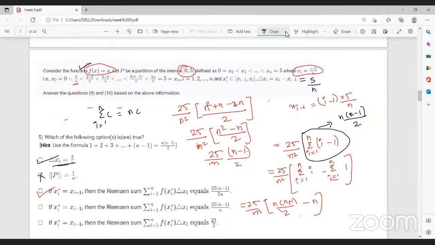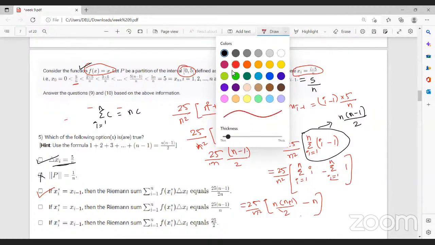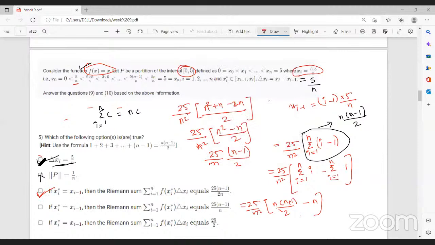Option 2, please explain, is this the correct answer? Why is this option not correct? Actually, the norm of P will be the maximum of delta xi. So delta xi is the same here. It's a common interval, that is 5 by n. So the maximum of 5 by n, all are 5 by n only. So this is not correct.